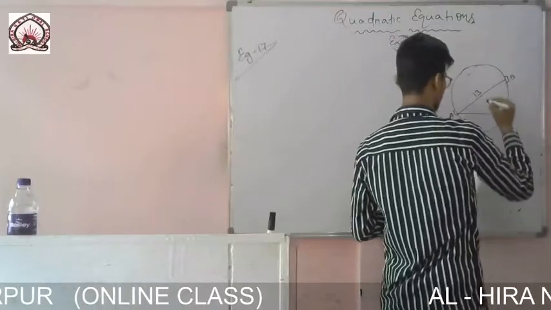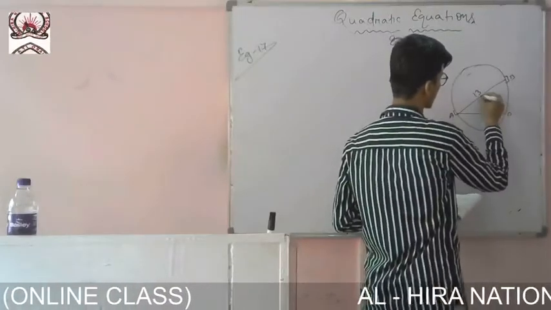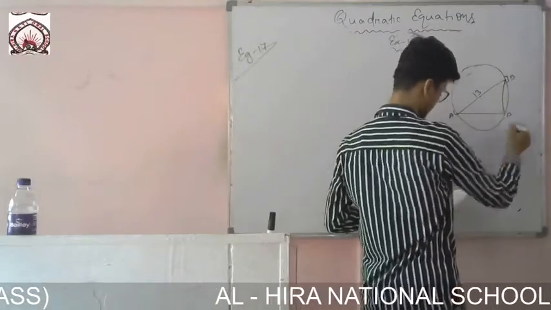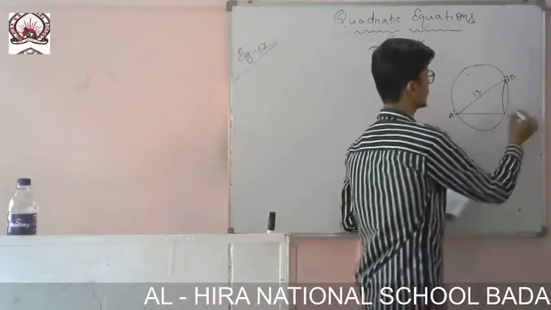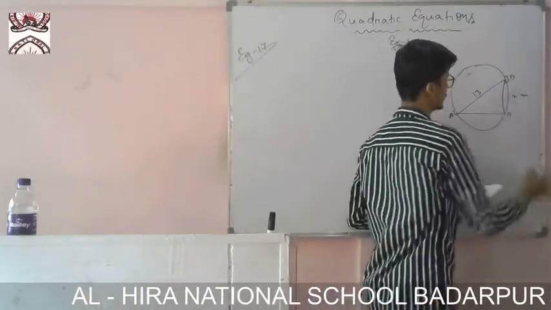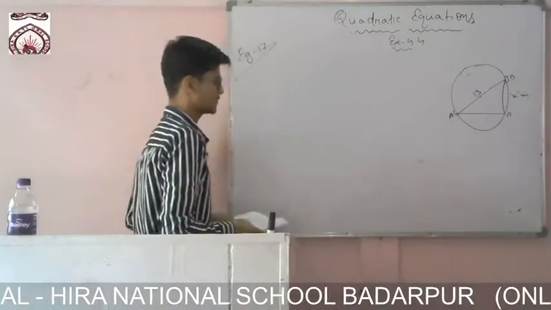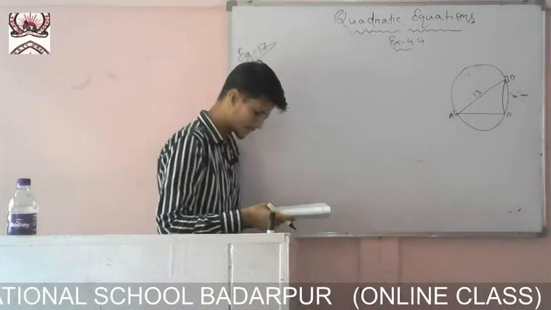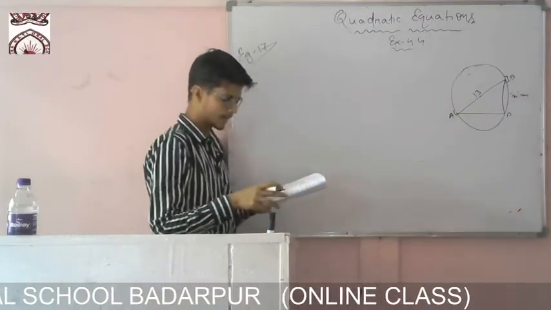So this length is given, the diameter is given as 13, that means this length will be 13, and the pole is given like this. The pole we will take as x meter, we don't know. If I find this length, breadth and everything, then I can easily find it. So what is given in the question? Let us draw the diagram.